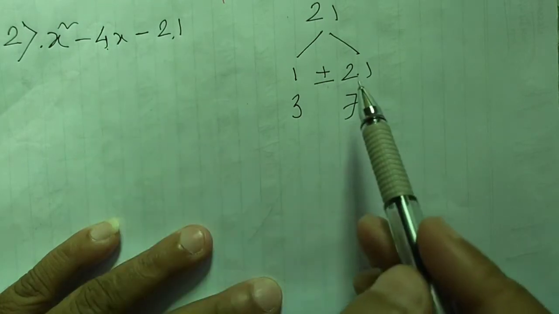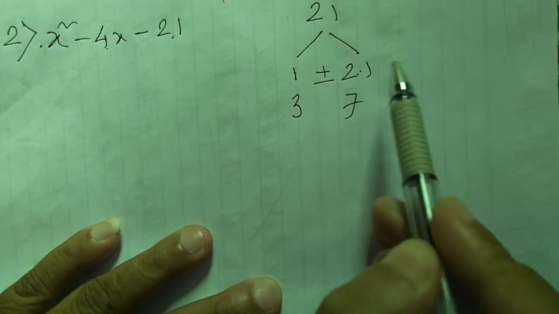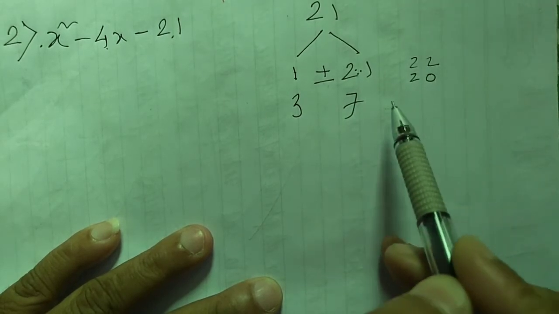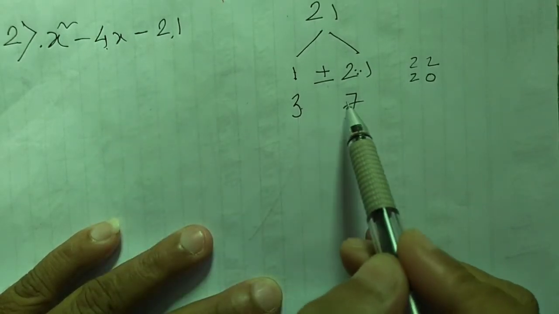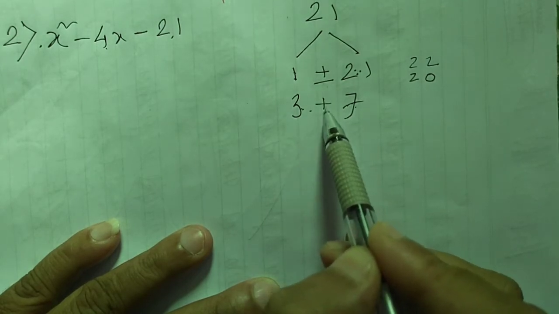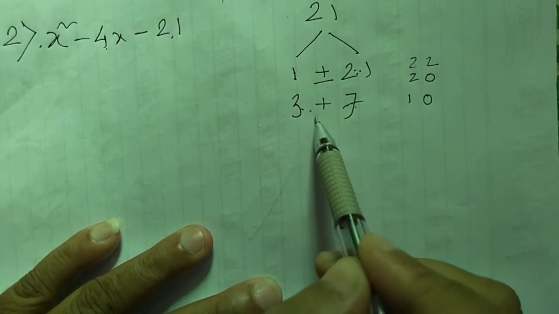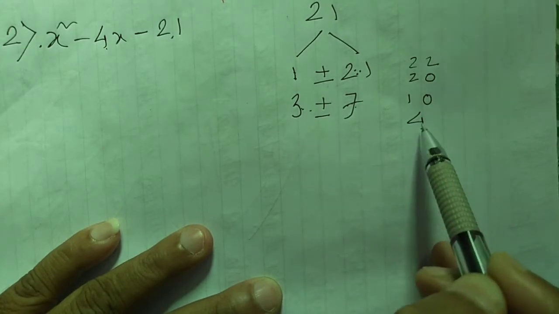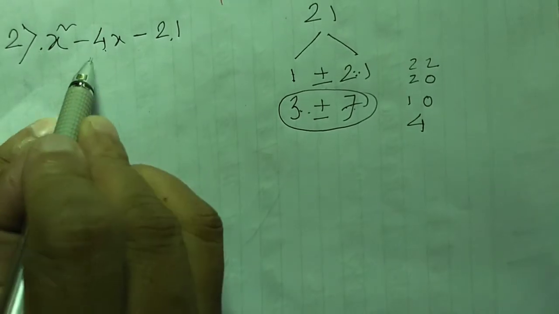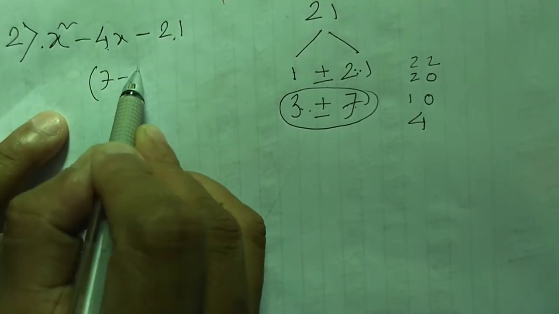4? No, because if you add them, you'll get 22. If you minus them, you'll get 20. So we are not getting 4. Now let us see this one. 3 and 7. If you add it, you get 10. If you minus it, you get 4. Yes, by this we are getting. So instead of 4, I will write 7 minus 3.